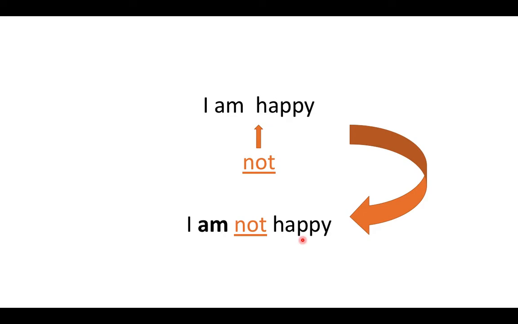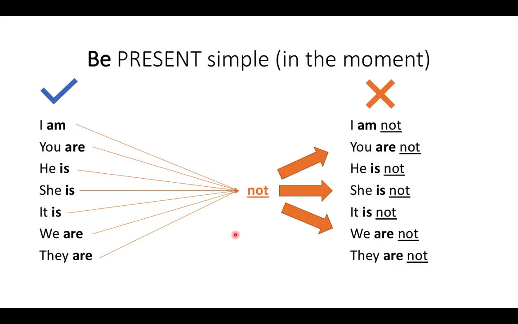And this is really easy to do with very, very long sentences. So you can have any other words going on over here, but if you want to say negative or no, all you have to do is find who they're talking about and the be verb, which is am or are or is, and you just put not right after it. So this is how we do it.